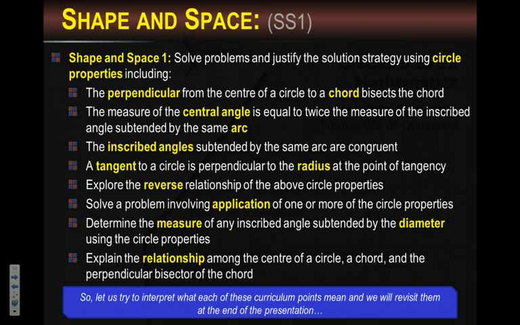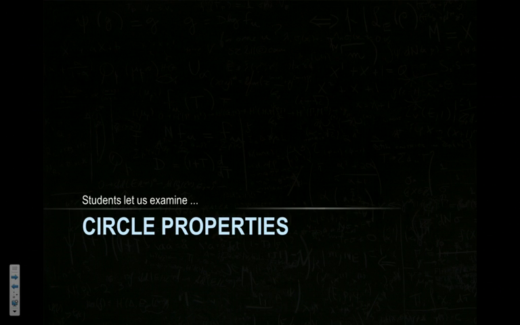So here's some new words we're going to have to pick up. What the heck is a central angle, an inscribed angle? What does the word subtended mean? What does the word arc mean? What does the word chord mean? So these are some of the words that we're going to pick up now in my explanation.